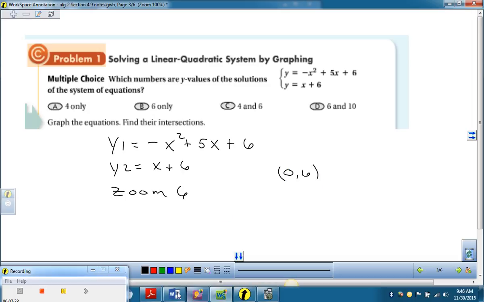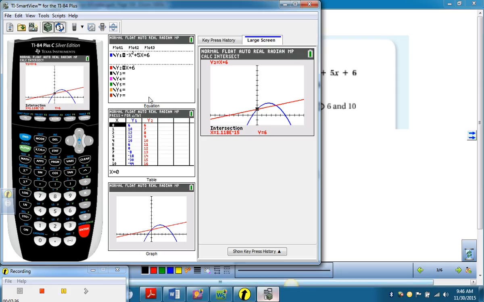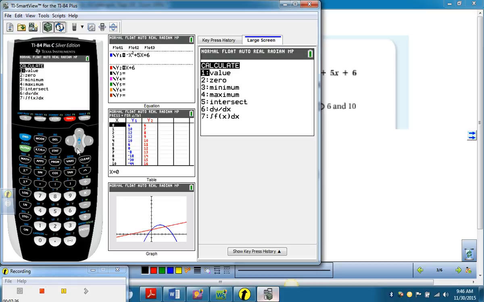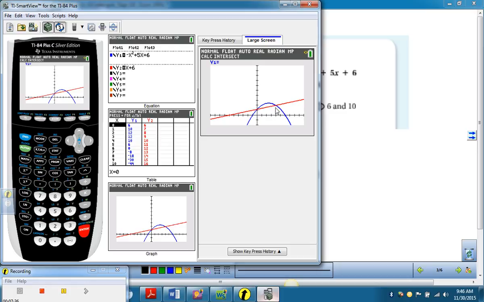And now let's go back and get the other one. So we want to do second calc intersect again. I want to hit enter on that. But now I want to get over and move my cursor to the other intersection. Just use the right arrow to move over. And really, we just want to sit right on top of the intersection where they're crossing.